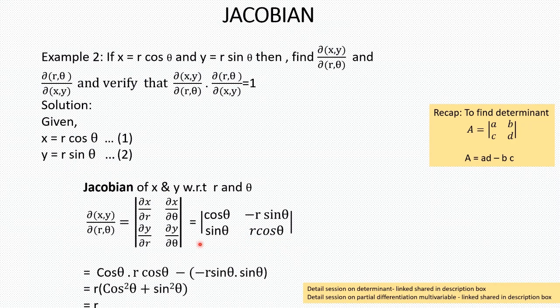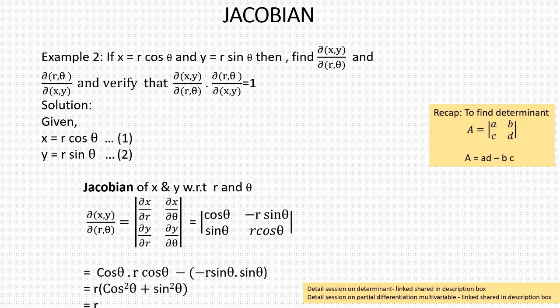We get this. Find the determinant of this, the difference of the product of diagonal elements. r cos θ times cos θ minus r sin θ times sin θ. Taking r common, cos²θ plus sin²θ is 1, hence we get r.